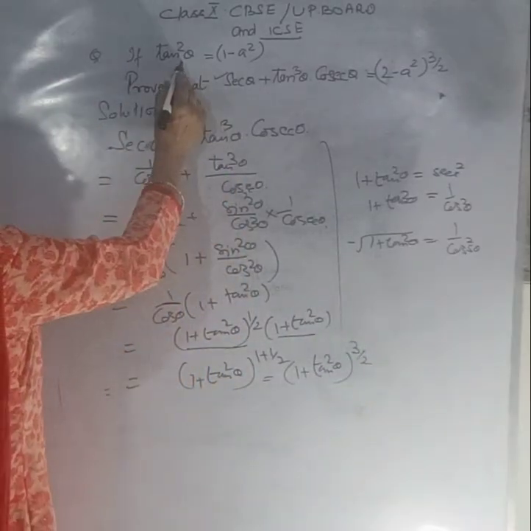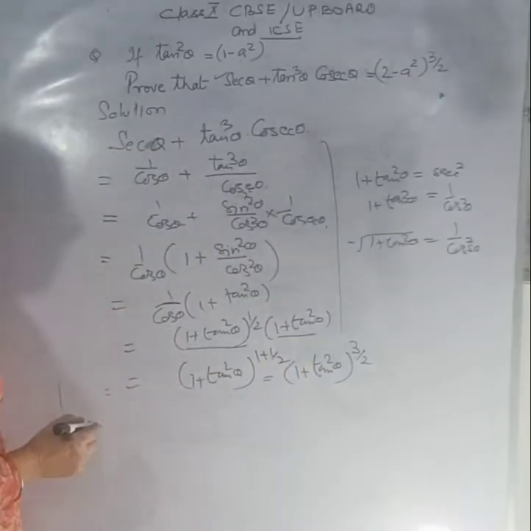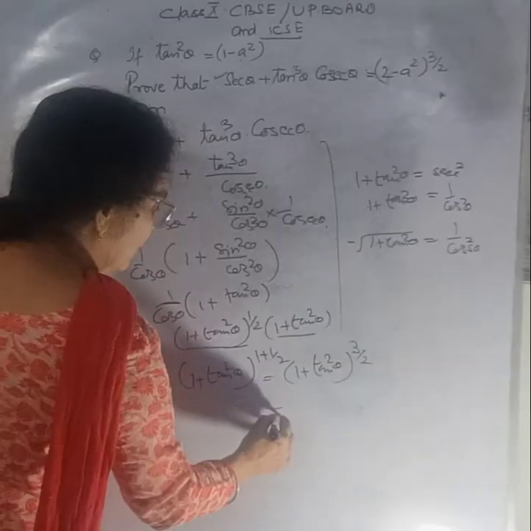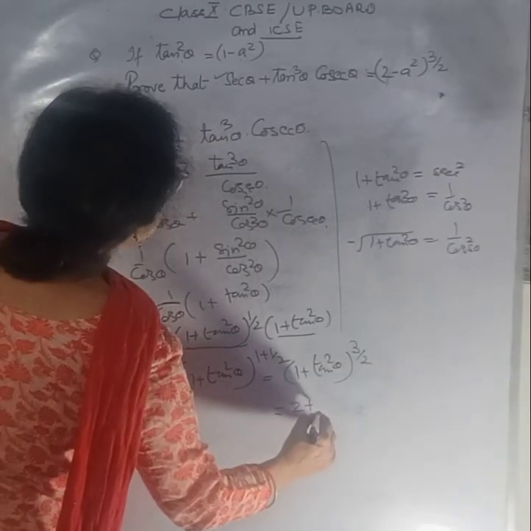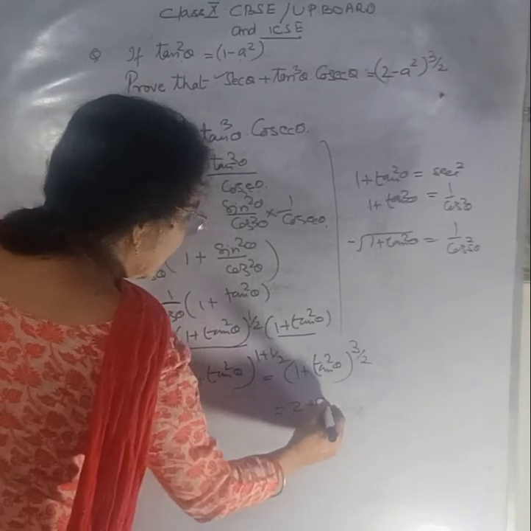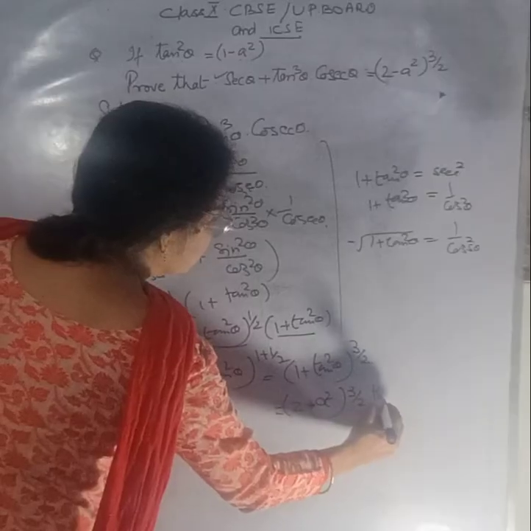Now we are given tan square theta is equal to 1 minus a square, so we can replace this tan square theta with 1 minus a square. Inside the bracket we will get 1 plus 1 minus a square, which is 2 minus a square, whole to the power 3 by 2. Hence proved.